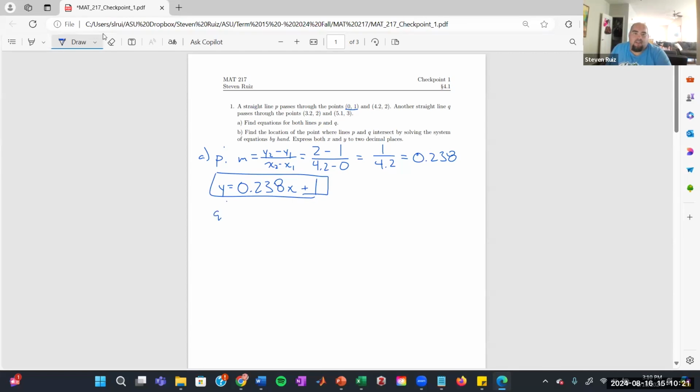I don't think we get as lucky for Q, but let's go ahead and calculate it. What's the slope of line Q? We'll do it the same way. Y2 is 3, y1 is 2. And then subtract the x values. 5.1 minus 3.2 equals 1 over, I believe that's 1.9. What is 1 over 1.9? Something a little bit bigger than 1/2. Yep, 0.526.